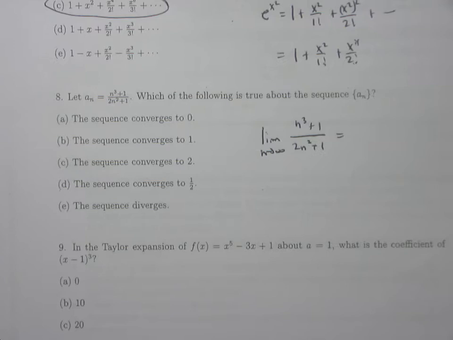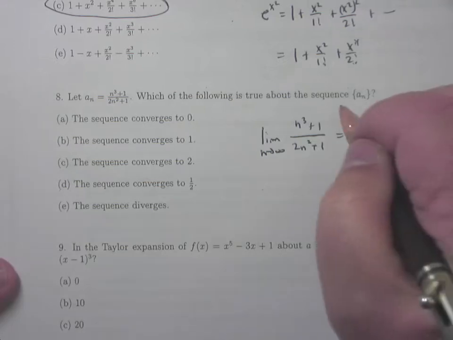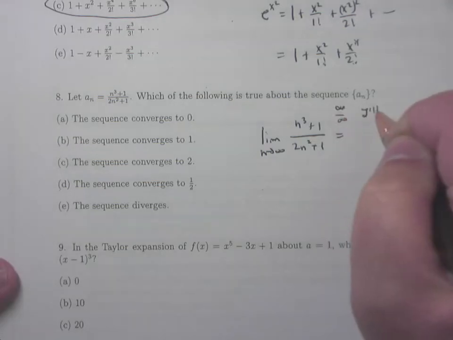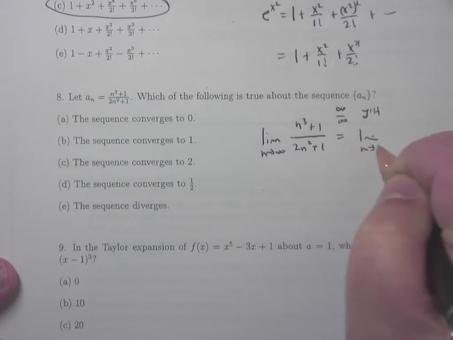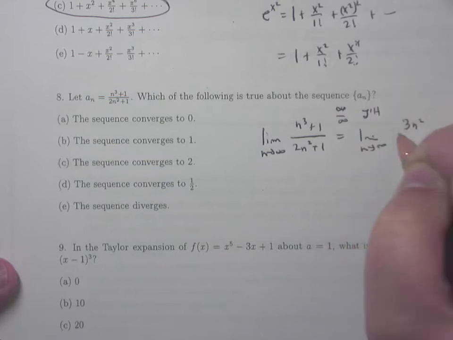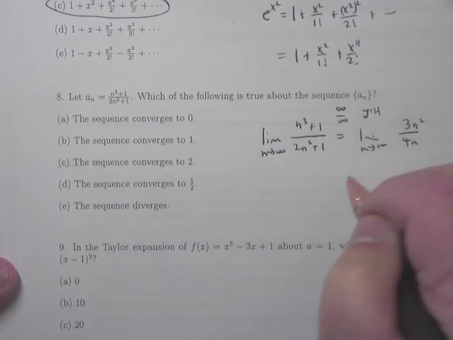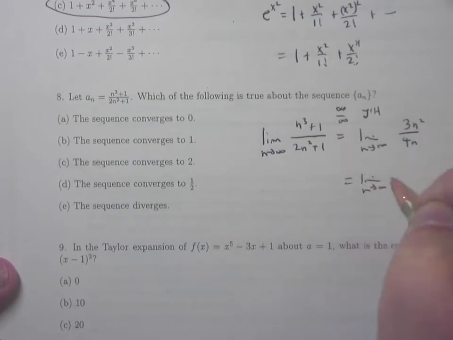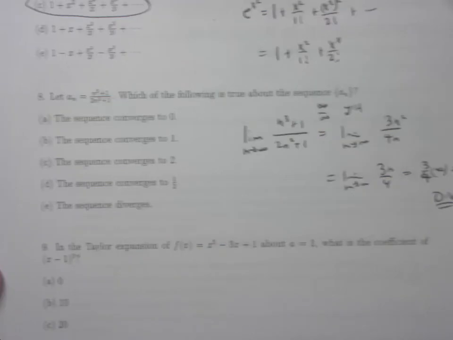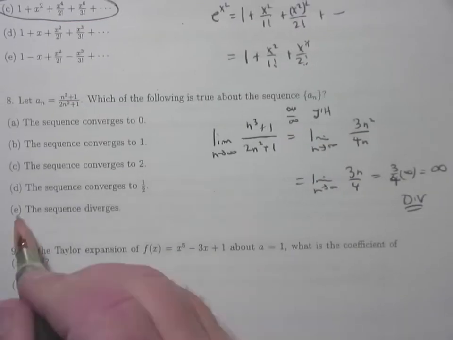But for you people that want to know, L'Hopital's rule it, because you plug it in, you get infinity over infinity. So apply L'Hopital's rule. This will be the limit as n approaches infinity of 3n squared over 4n. One of your n's cancels, so this is the limit as n approaches infinity of 3n over 4. Plug in infinity. 3/4 of infinity is infinity. It is divergent. So the answer is E.